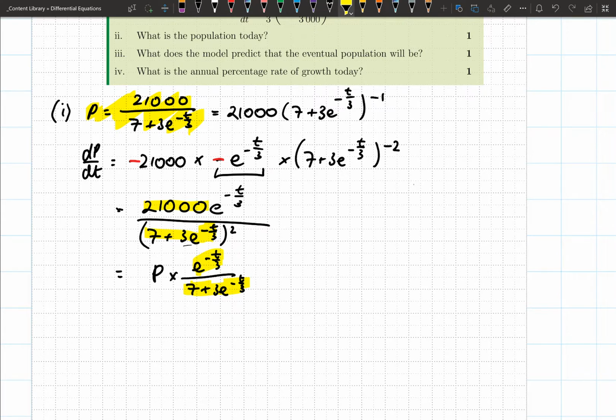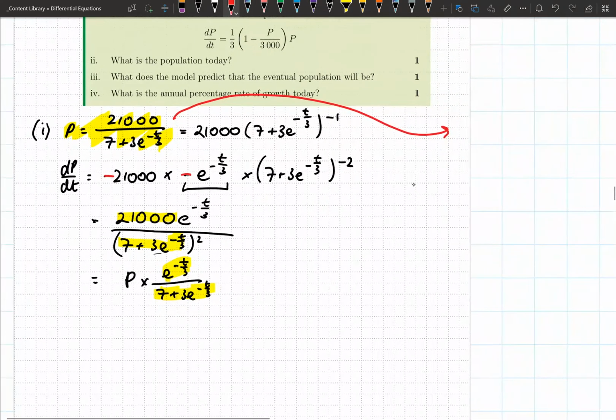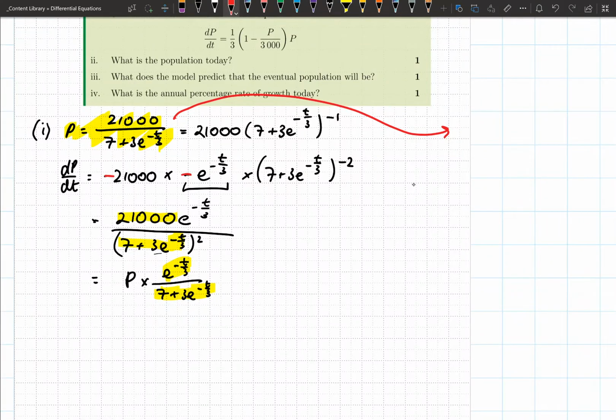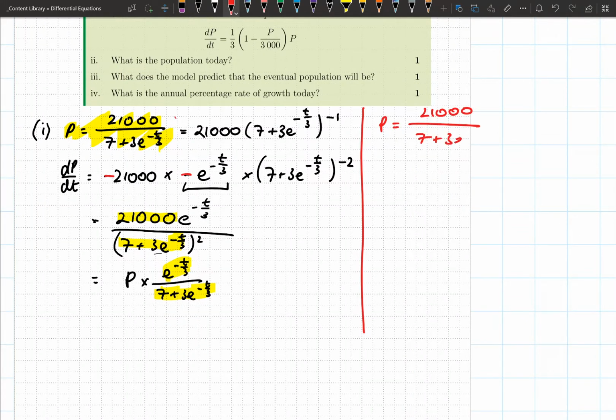Yes. So what I need to do, as you said, is we need to start rearranging this guy over here. I'm going to do this on the side here. I'm just going to rewrite. I have P is equal to 21,000 over 7 plus 3e to the negative t over 3. Let me write this a little bit cleaner: 7 plus 3e to the negative t over 3.